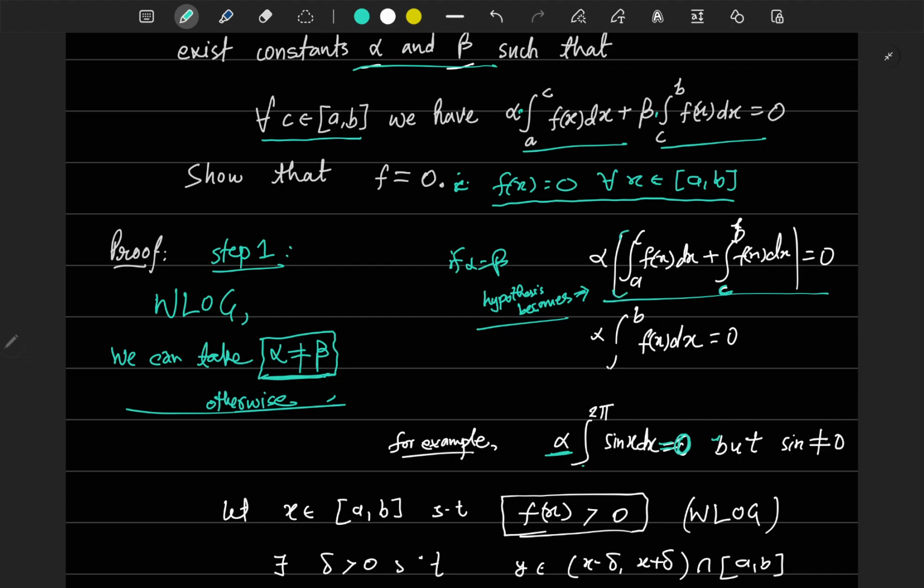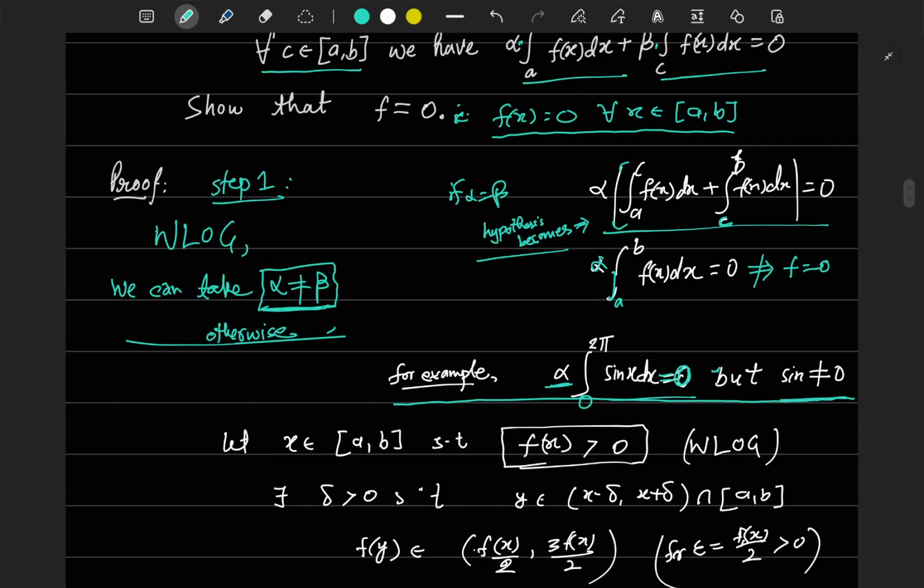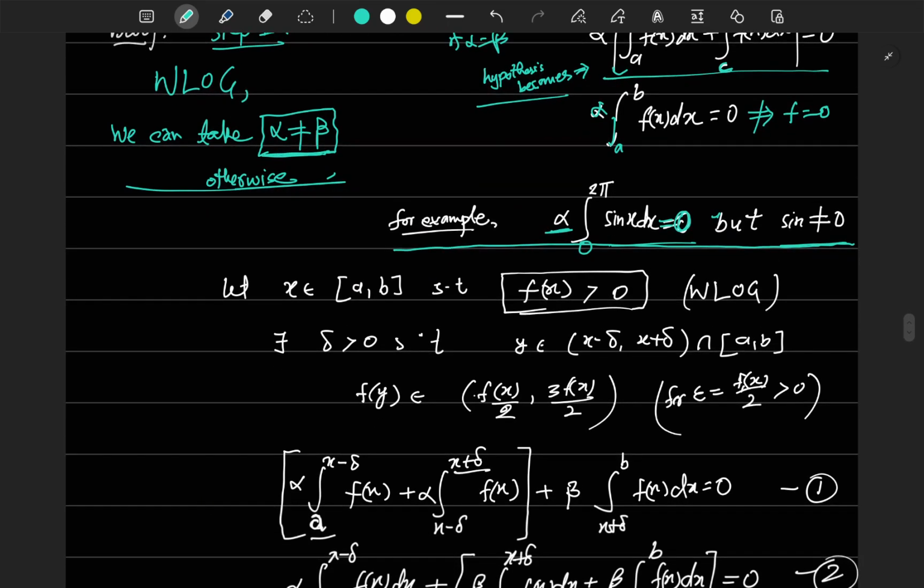Then alpha times this sum becomes the integral from a to b of f(x) dx is equal to 0, and this does not imply that f is 0. For example, look at this example: alpha times the integral from 0 to 2 pi of sin x dx, this is 0, but the sine function is not 0. Whatever alpha is doesn't matter, I am saying nonzero in that sense. So without loss of generality we can take alpha not equal to beta.